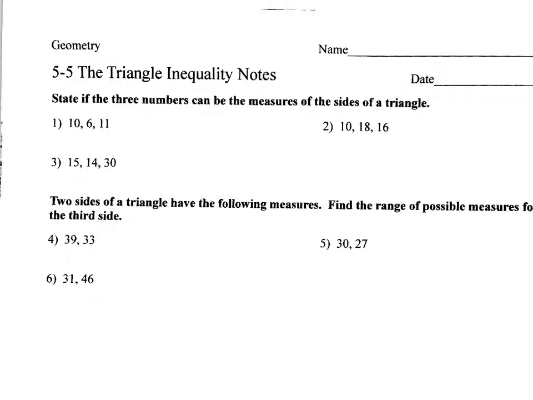So in other words, if I take the two smallest sides, 10 and 6, and if I add those together, that would give me 16. 16 is bigger than 11, so yes, that can be a triangle. 10 and 16 are 26. 26 is bigger than 18, so yes, that can be a triangle. 15 and 14 is 29. 29 is not bigger than 30, so no, that cannot be a triangle.